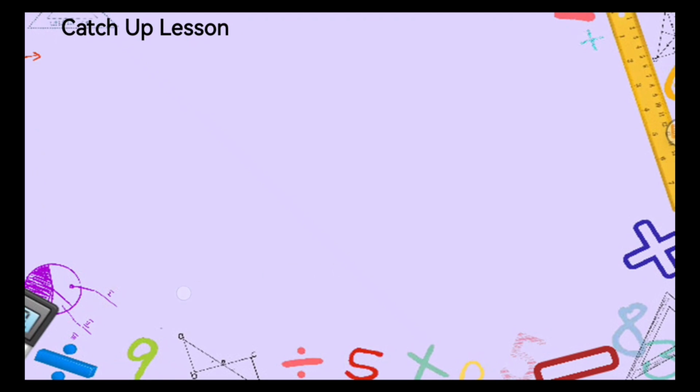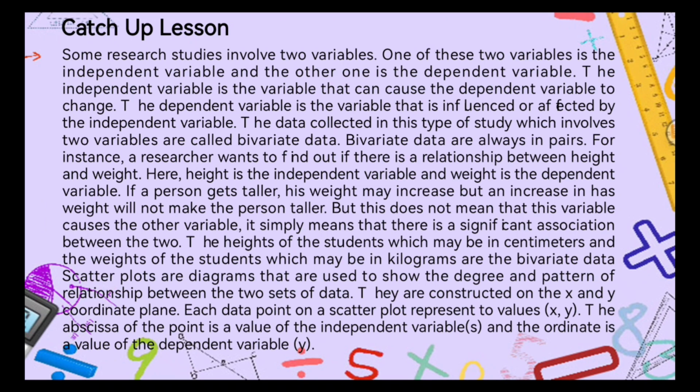To catch up with our lesson, some research studies involve two variables. One of these two variables is the independent variable, and the other one is the dependent variable. The independent variable is the variable that can cause the dependent variable to change. The dependent variable is the variable that is influenced or affected by the independent variable. The data collected in this type of study, which involves two variables, is called bivariate data. Bivariate data are always in pairs.